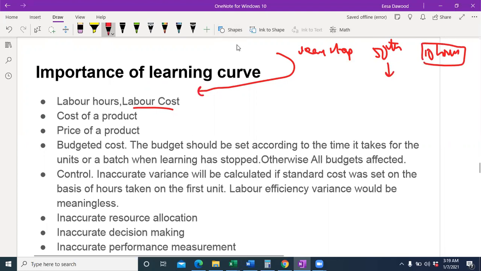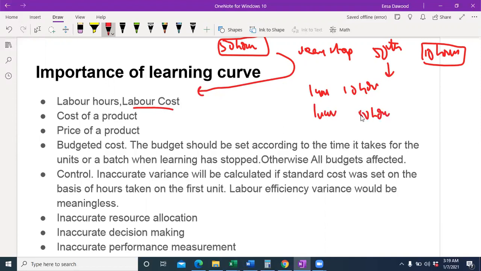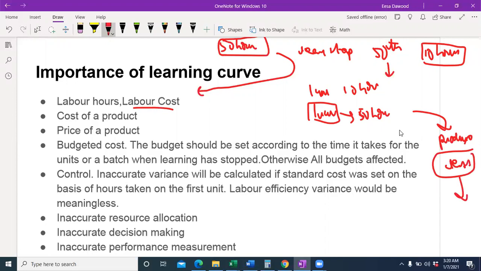However, maybe when it started, the time taken for the first unit was, for example, 50 hours. I'm not going to base my budget or planning on that. Why is the learning curve important in planning? Because it helps you estimate your cost accurately. If you base your budget on one unit taking 50 hours, you'll think you'll be able to produce less, and then you won't be able to achieve your demand just because your estimates were wrong.